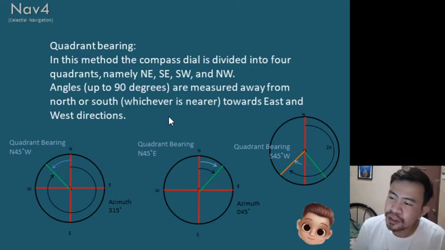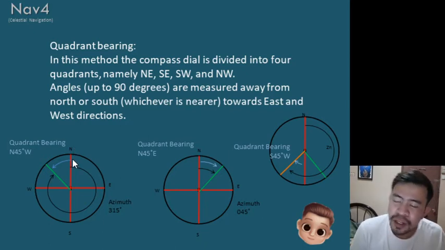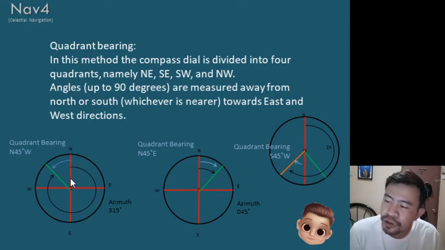Now, for the quadrant bearing, in this method of measuring the angle, the compass dial is divided into four quadrants, namely northeast, southeast, southwest, and northwest, and these angles up to 90 degrees are measured away from the north or south, whichever is nearer, towards the east or west direction. So remember always that in the quadrant bearing method, we always measure from the north or from the south. If it's nearer to the south, we'll be measuring from the south. If it's north, then we'll be measuring from the north. At the same time, we will be naming it according to which quadrant it belongs.